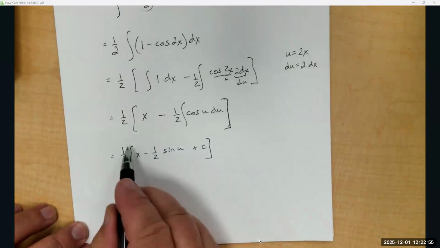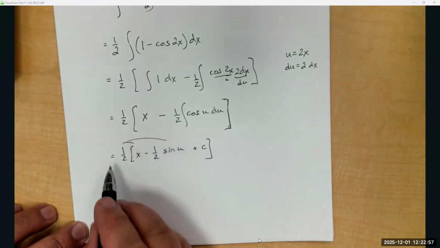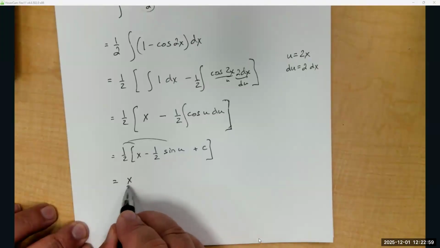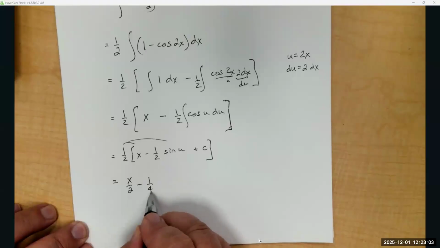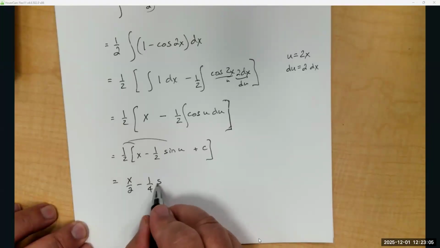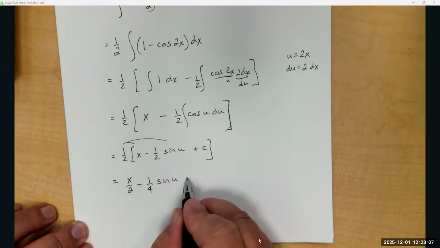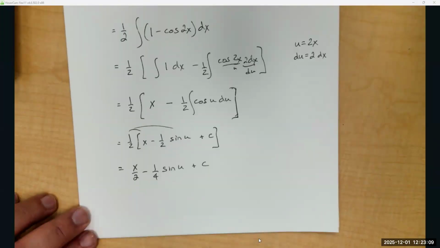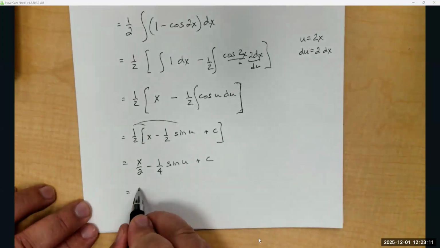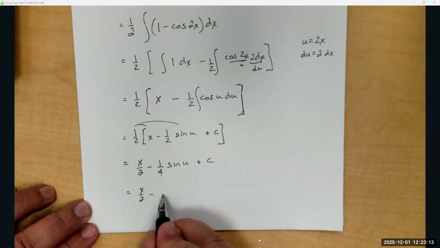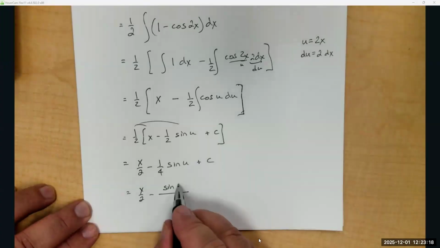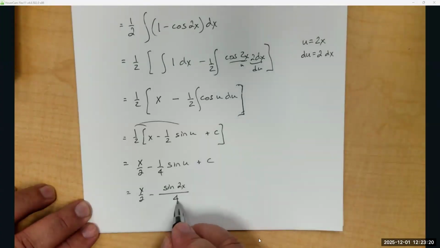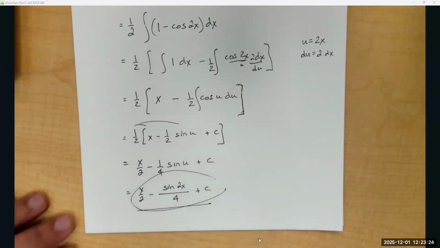All right. So now we can distribute, get rid of the parentheses. So we have x over 2. 1/2 times 1/2 is 1/4, sine u plus c. So x over 2 minus 1/4 sine of, u is 2x. There's your answer.